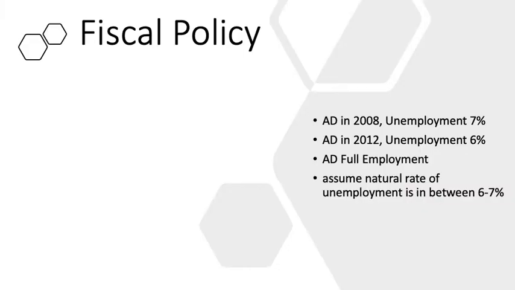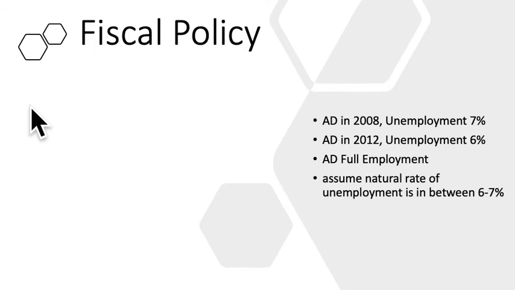And the next question is asking about fiscal policy. And so it says, show me on a graph aggregate demand for 2008, aggregate demand for 2012, relative to the full employment level of aggregate demand. Please label the graph fully for complete parts, etc. So I'll talk through and explain the reasoning.